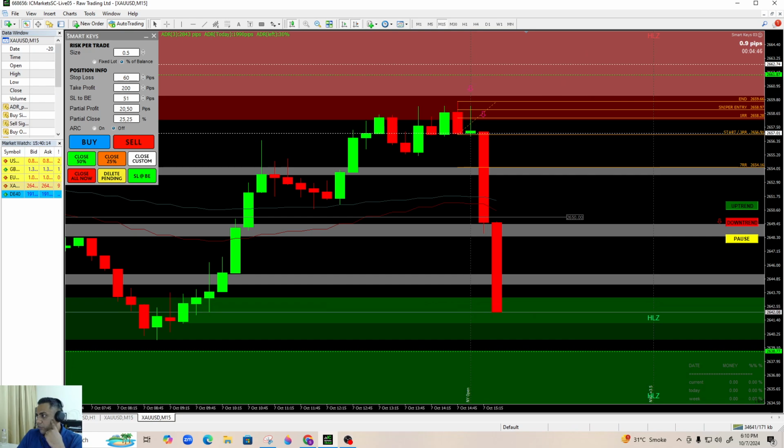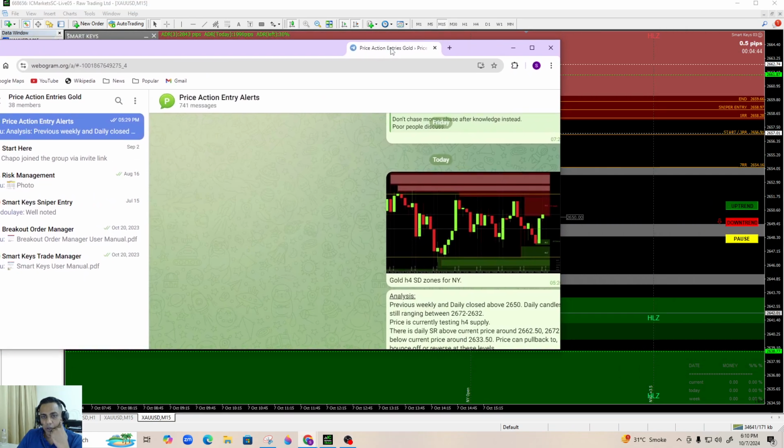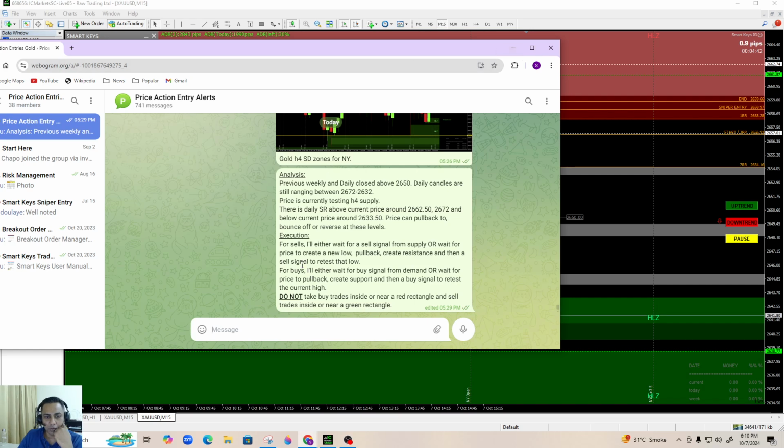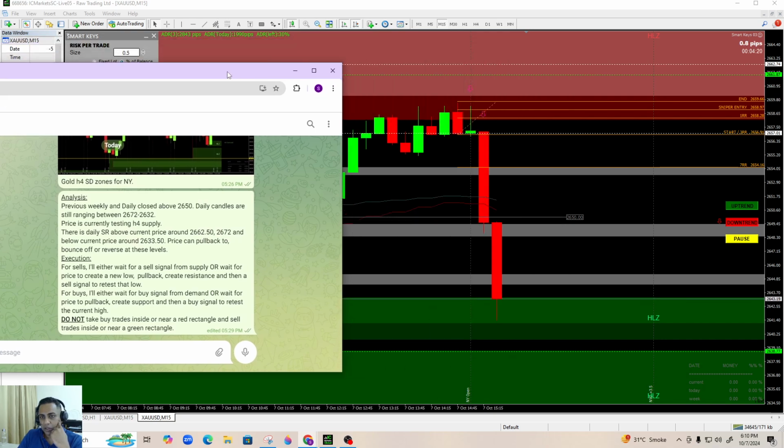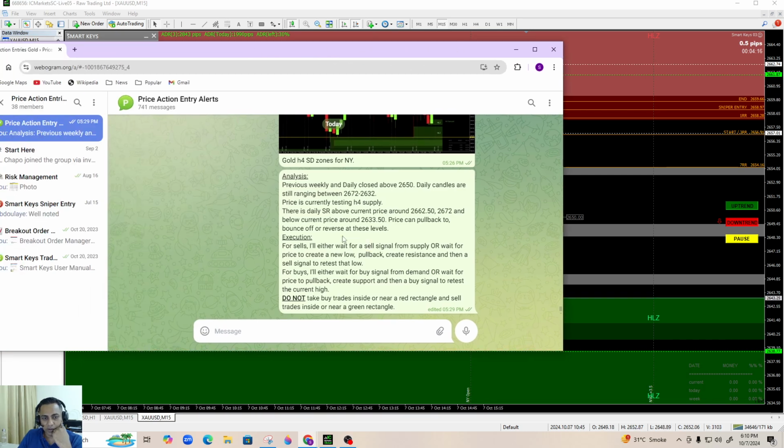So for example here, if I just quickly show you guys what I posted in the group. That's the analysis for today. Previous weekly and daily closed above 2650. Daily candles are still ranging between 2672 and 2632. Price is currently testing H4 supply. That's what the price was doing at that time before the NY open. Then there's daily SR at 2662.50, 2672. That's above current price, right? So those levels are above current price. Price didn't get right there.